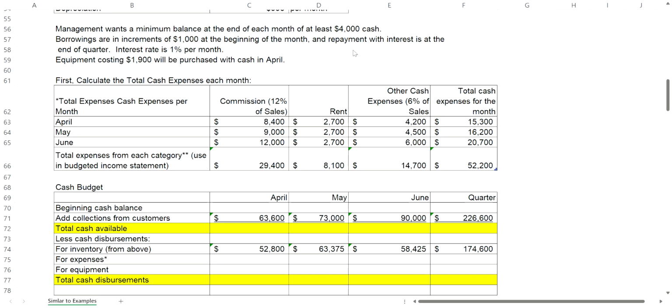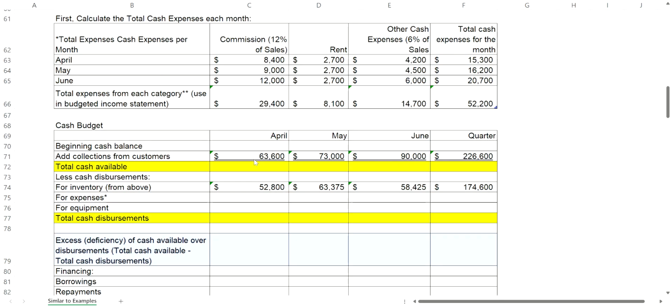Now let's take a look at our other important information. Management wants a minimum balance at the end of each month of $4,000 cash. If not, they will borrow in increments of $1,000 at the beginning of the month and repay with interest at the end of the quarter. The interest rate is 1% per month. Also, we bought some equipment costing $1,900 that will be purchased in cash in April.